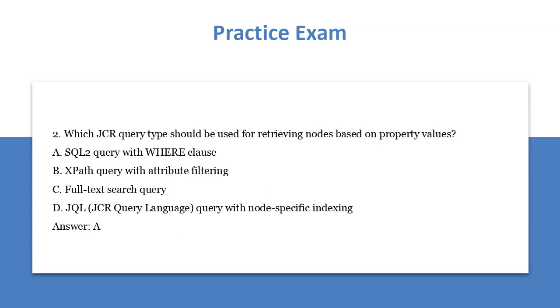2. Which JCR query type should be used for retrieving nodes based on property values? A. SQL2 query with where clause. B. XPath query with attribute filtering. C. Full text search query. D. JQL, JCR query language, query with node-specific indexing. Answer: A.